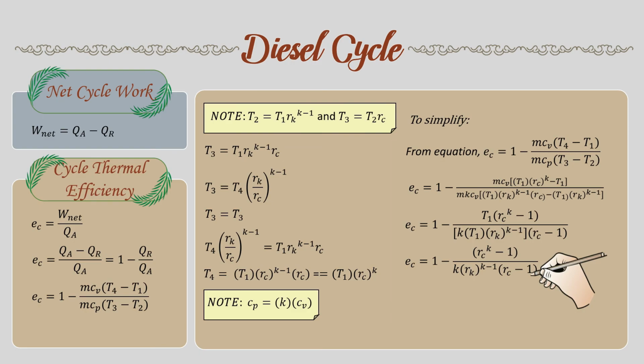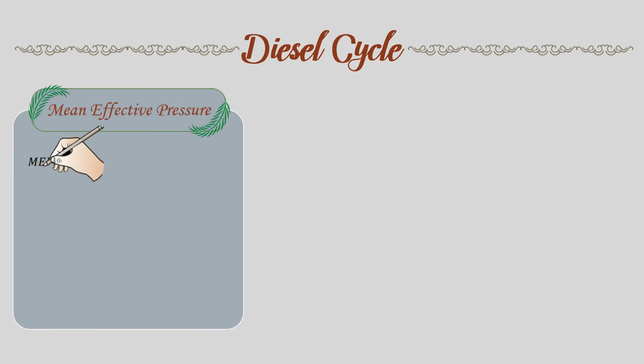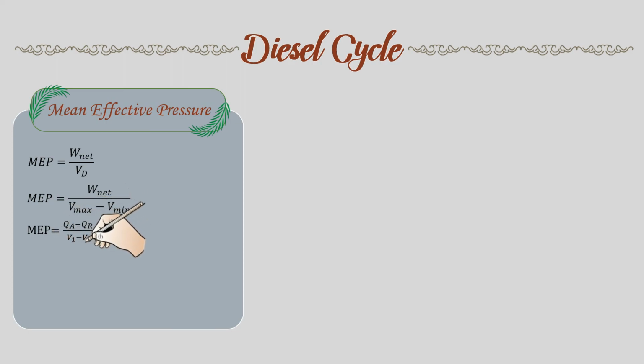I mean, easy, right? Lastly, for the mean effective pressure or MEP is equals to work net over VD. And let us expound it. So, MEP is equals to work net over Vmax minus Vmin. And expounding it once again would give us MEP is equals to QA minus QR all over V1 minus V2.